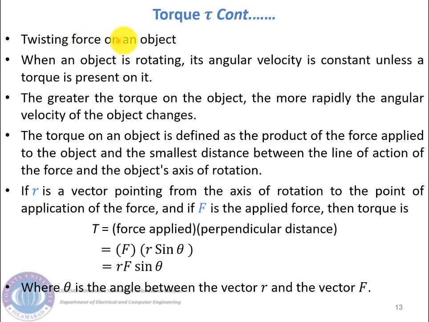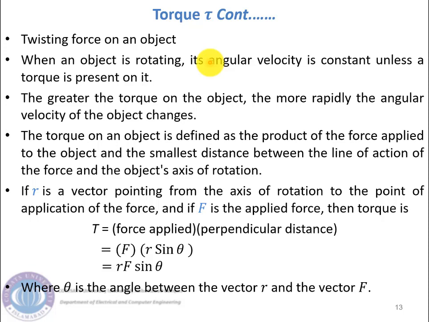So we know that the twisting force on an object is the torque. When an object is rotating, its angular velocity is constant unless a torque is present on it. If we remove the torque, or the torque is constant, there will be no change in angular velocity, so it will be a constant angular velocity. The greater the torque on the object, the more rapidly the angular velocity of the object changes, meaning at that point the object is accelerating.